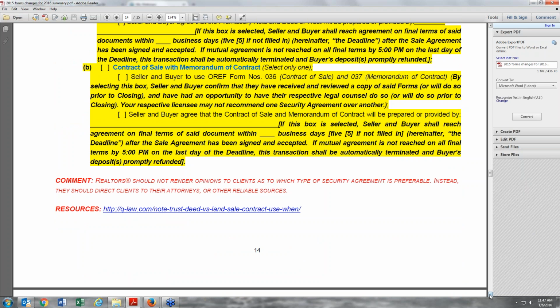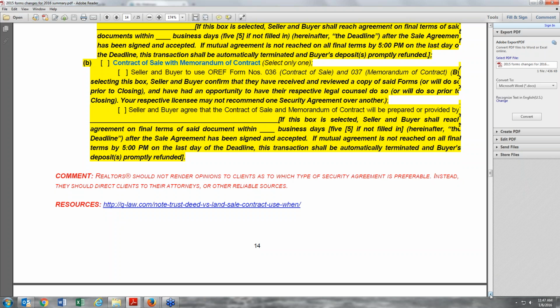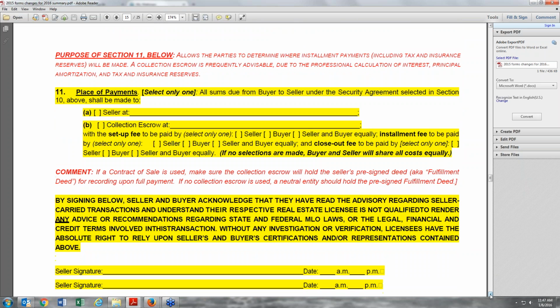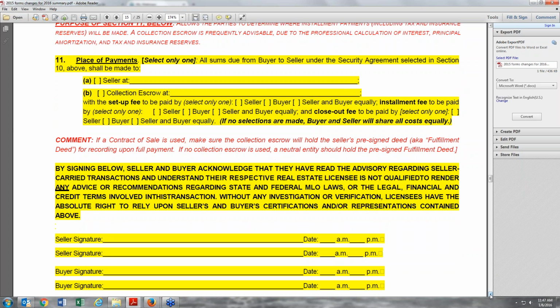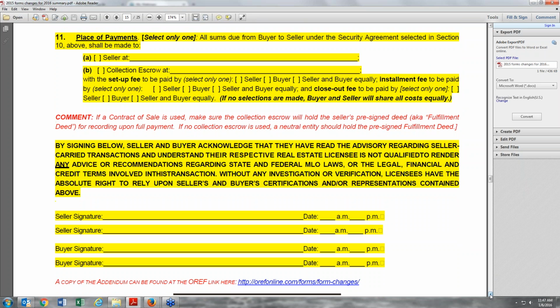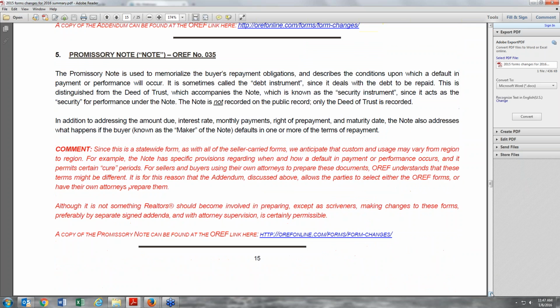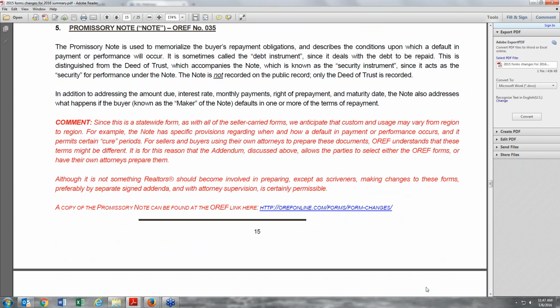And I want to caution realtors to make sure that they don't make that decision or make recommendations, because there's a lot of variance about that based upon locale, and some attorneys may have different views of it. The promissory note is the document that accompanies the deed of trust, and I've covered in the materials what they are used for. The deed of trust is recorded.